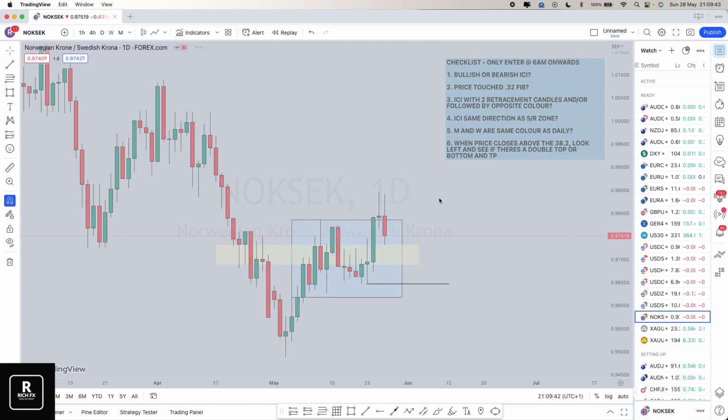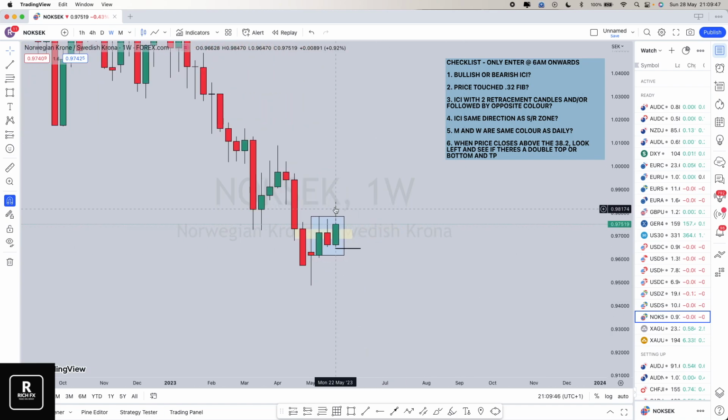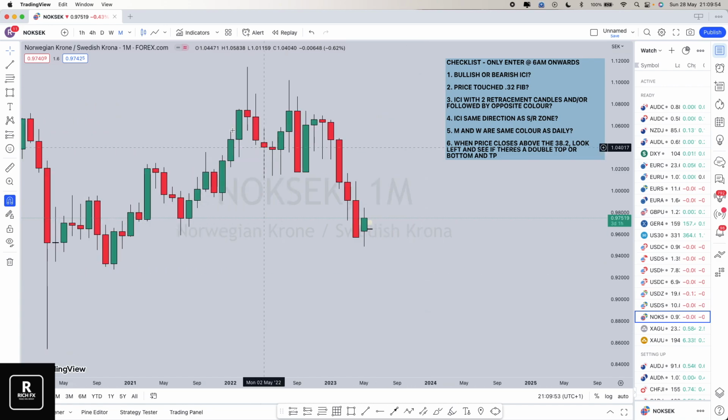If you go to the weekly, you can see a bullish candle, but it's giving us that retracement, which is obviously the wick to the top side. And if you go to the monthly, you can see it's a bullish candle as well.